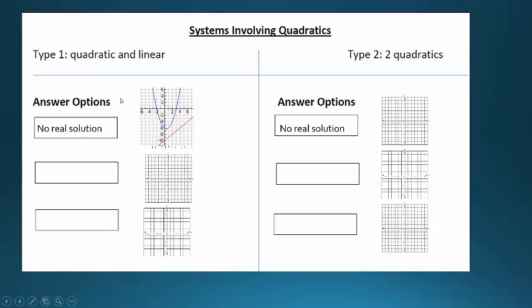So for a type 1 scenario, that could look something like this. You can see physically that they don't intersect. Or if you have two quadratics, you can see, oh yeah, they definitely don't intersect at all. So there's no real solution.